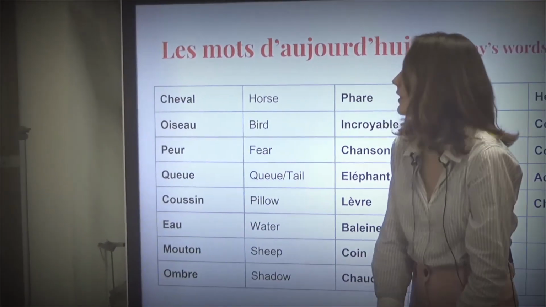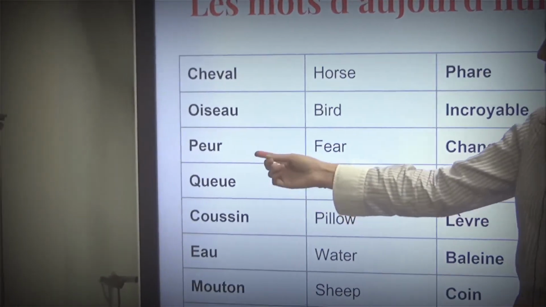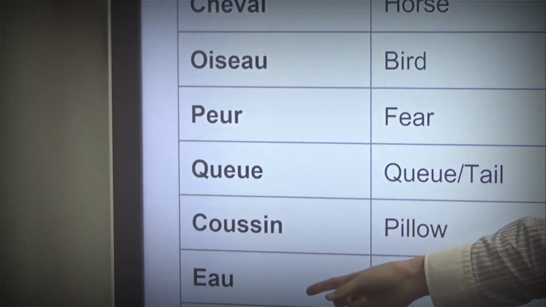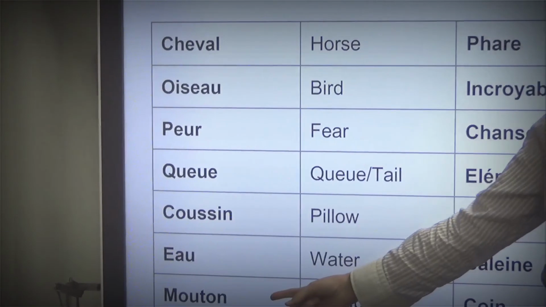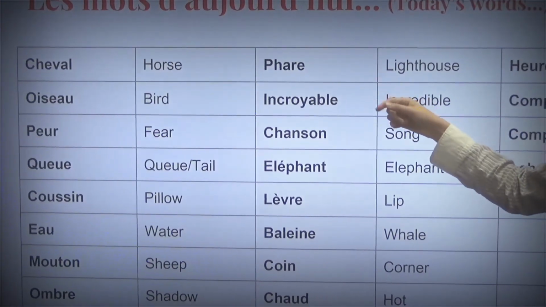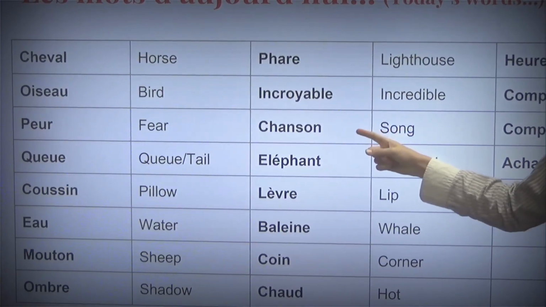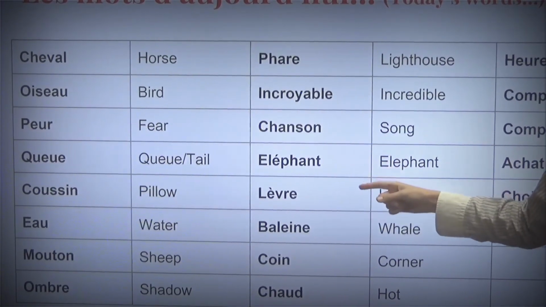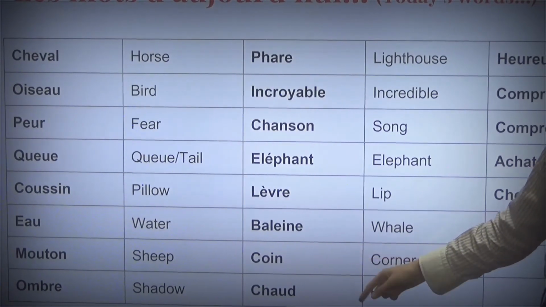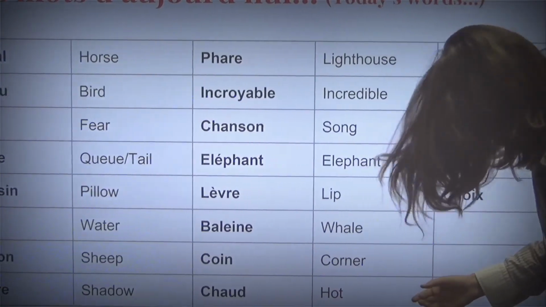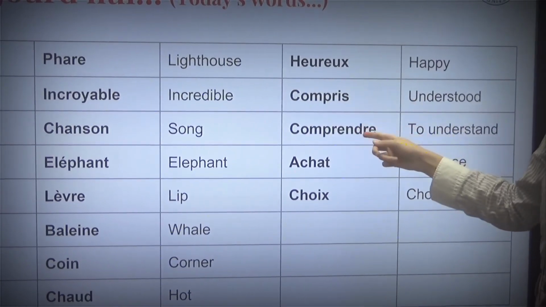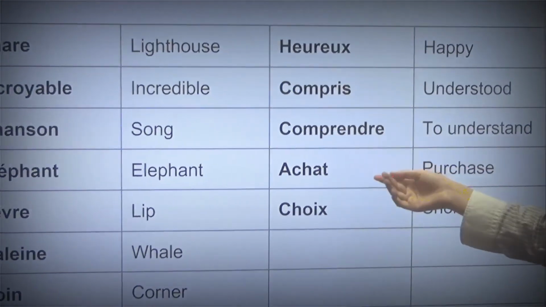Cheval, oiseau, peur, queue, coussin, eau, mouton, ombre, phare, incroyable, chanson, éléphant, lèvres, baleine, coin, chaud, heureux, compris, from the verb comprendre, achat, and choix.